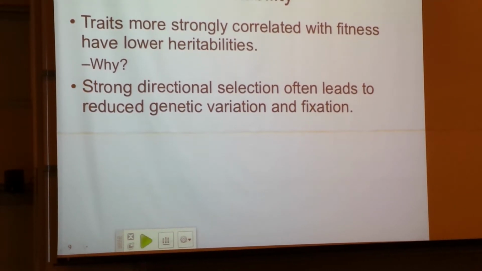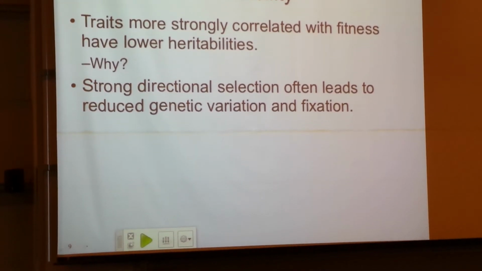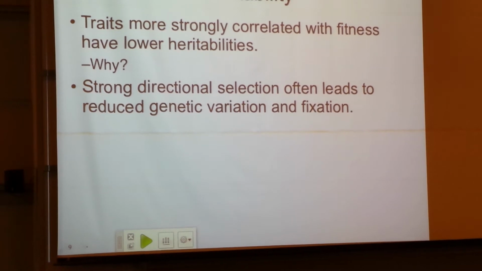So you have a bunch of different loci that affect the oil content in corn. You keep selecting for the high oil content phenotypes. Eventually, that's all you're going to have left. You're going to have genes at those different loci that are all going to be the high oil alleles.